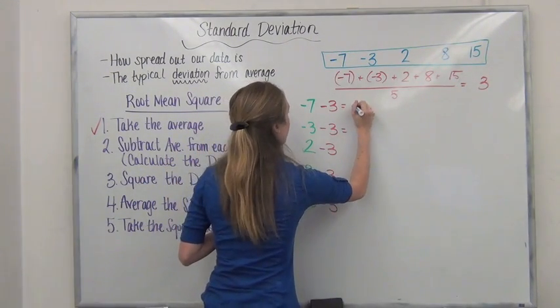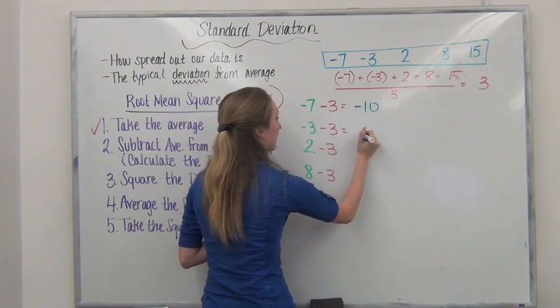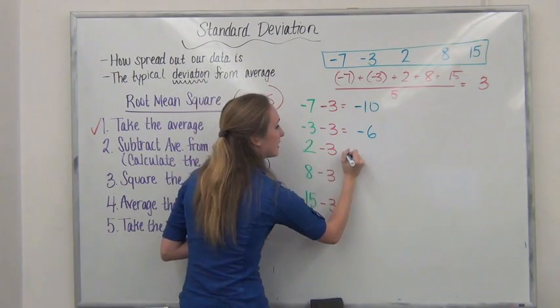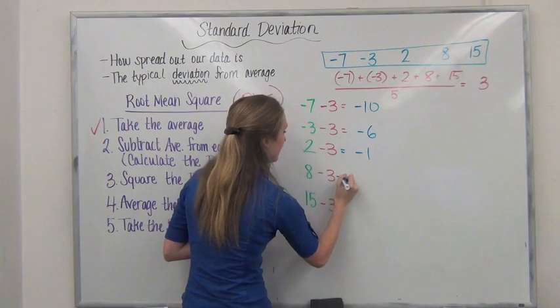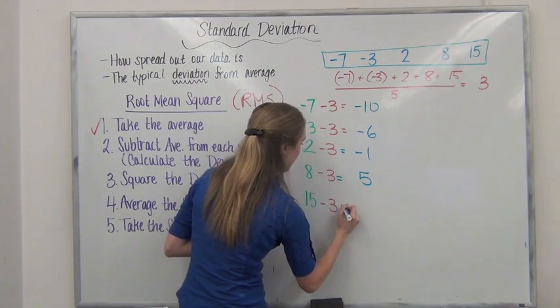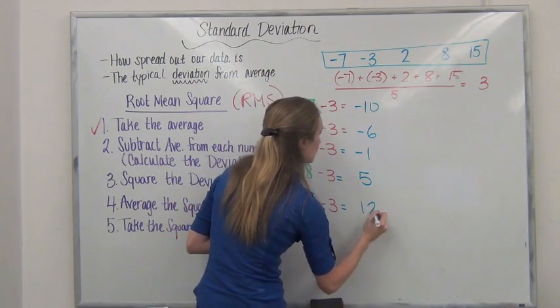Negative 10. Negative 3 minus 3 is negative 6. 2 minus 3 is negative 1. 8 minus 3 is 5. And 15 minus 3 is 12.